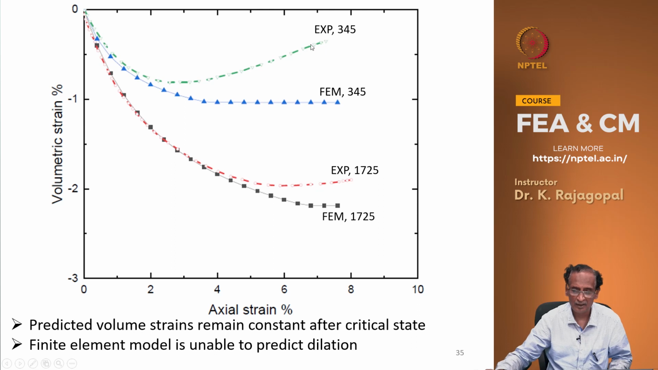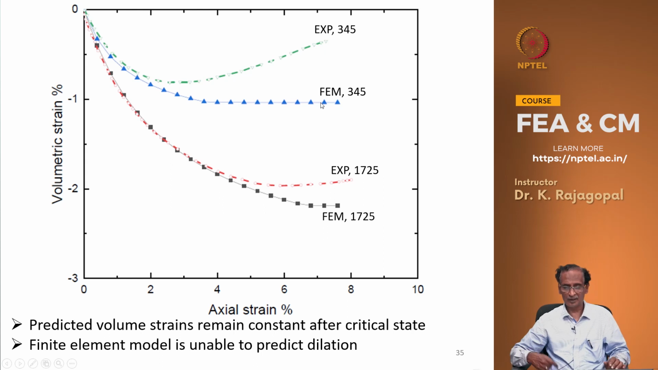This is the experimental data. There is a lot of dilation after reaching the limit state, whereas in the finite element model there is only volumetric compression. So, initially there is volumetric compression, and then after reaching the limit state, the volumes remain constant in the finite element analysis, because we have not modeled the dilation.